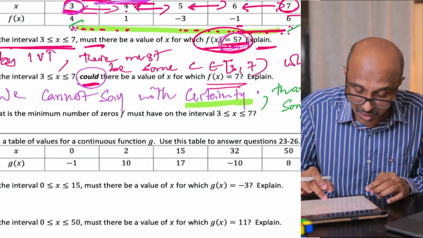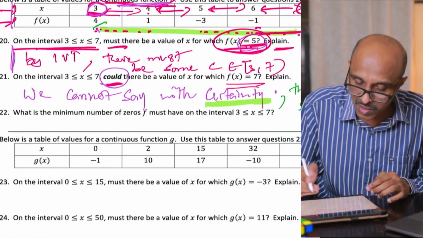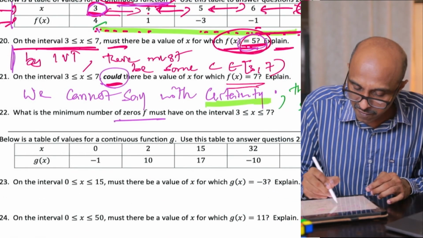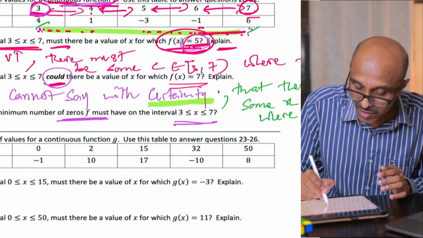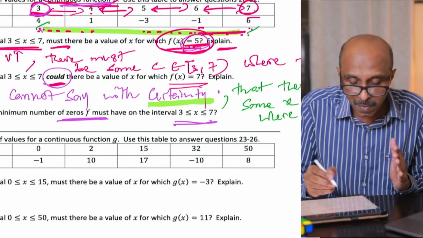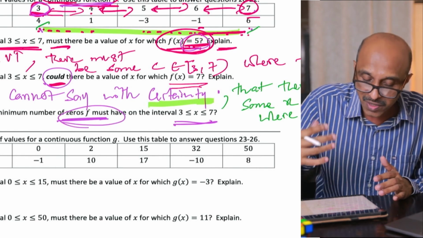Okay, let's look at the third part of this question. It says, what is the minimum number of zeros? Can you guys see this question? What is the minimum number of zeros f must have, guaranteed, on the interval 3 to 7, the same interval we're looking at? What's the minimum number of zeros? Again, must, a kind of guarantee. That's what the intermediate value theorem is teaching us.